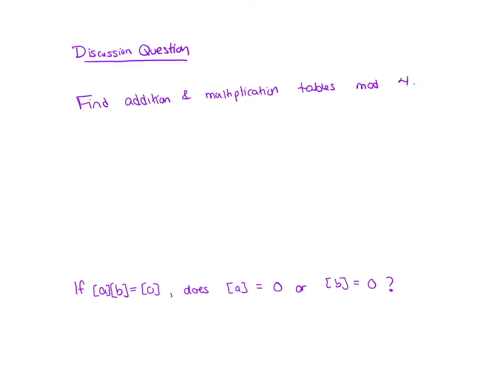So here's the one for you to practice on. I want you to find the addition and multiplication tables, mod 4. So you should have the equivalence classes of 0, 1, 2, and 3 in this case. And then think about what all of those are multiplied together and added together. And then answer the question down here. So if you have two things that are multiplied that give you 0, does that mean that one of them has to be 0? So compare what happened mod 4 to what happened mod 5 and see if you can come up with any conjectures about that.